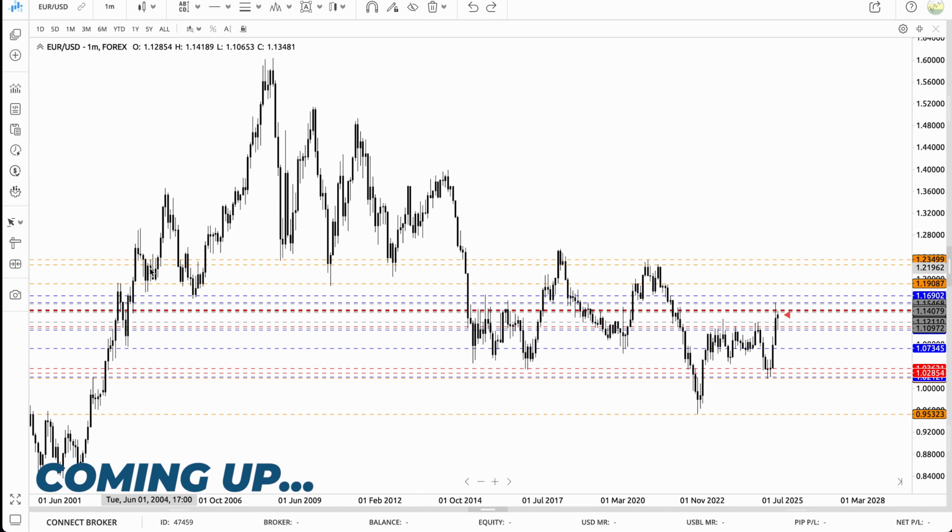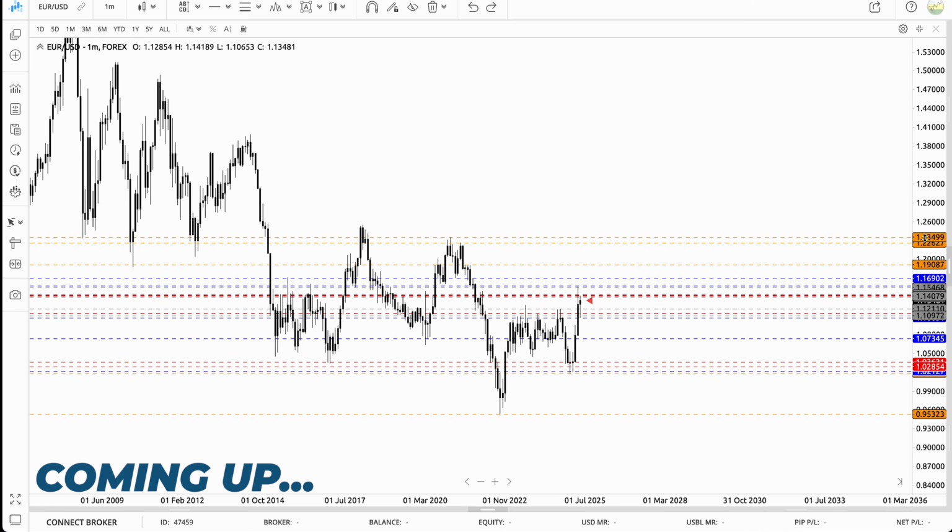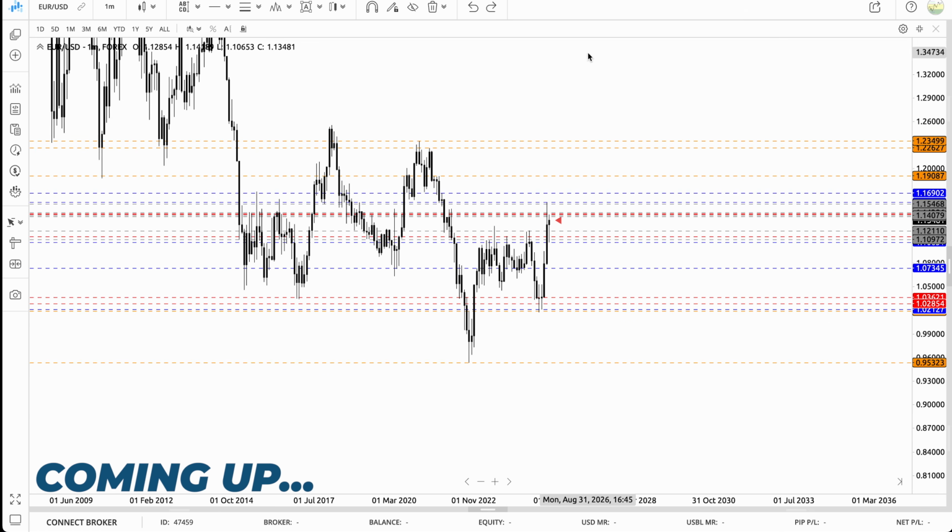And now that I've identified all of my areas that I'm interested in, what I'm going to do is I'm going to use my Fibonacci tool. My Fib tool tells me what direction, pullback, exit I need to be looking at.